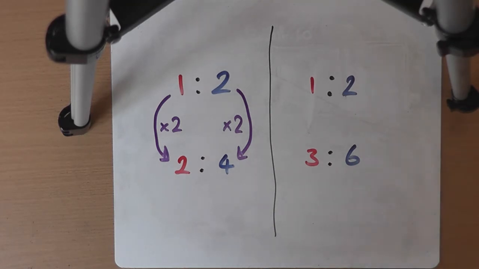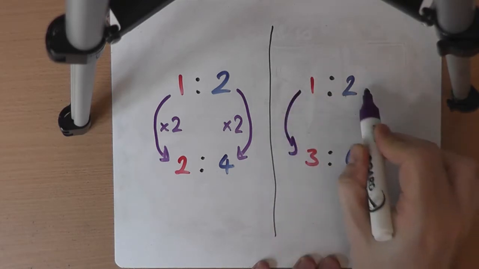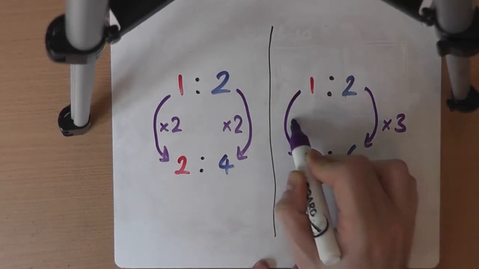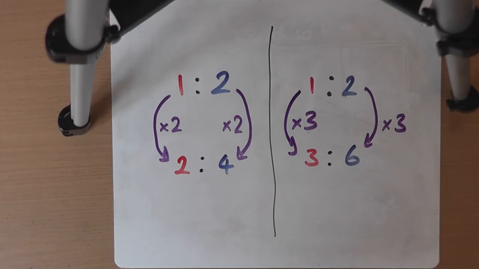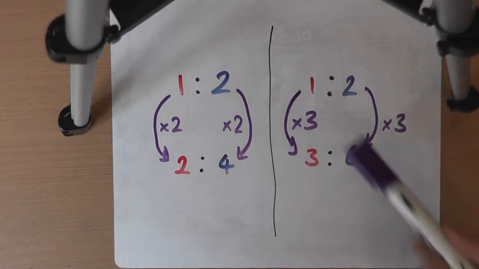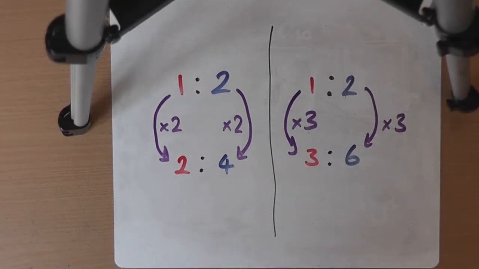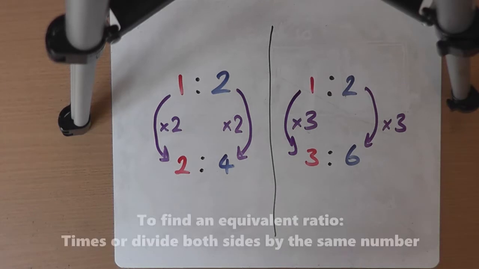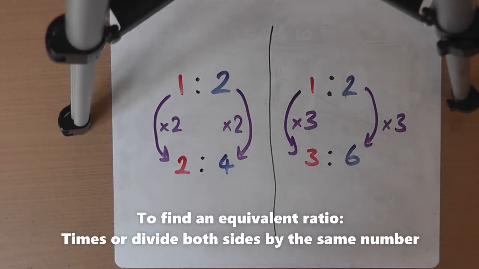With the second one, the 1 to 2 and the 3 to 6, notice that we have timesed both sides of that ratio by 3. And in scaling both sides of the ratio up by the same amount, we have found an equivalent ratio. And again, the same link works if we go the other way. If we start with the 3 to 6, divide both sides by 3, we would get down to the 1 to 2. And we found an equivalent ratio. So to find an equivalent ratio, we just need to scale both sides up or down by either timesing or dividing by the same number.